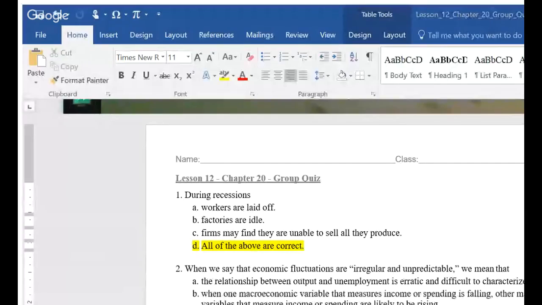Okay, yeah, so I see it, and for number 1, I also got D. It all sounds like it happened, or could happen. Oh, blast. I should really read this. Let's see. Economic fluctuations are irregular and unpredictable. I thought it was D or C.